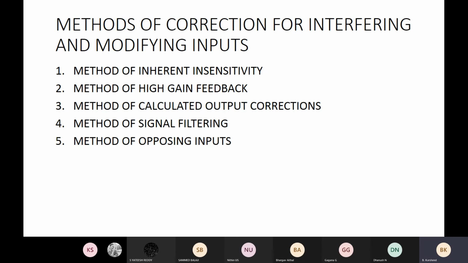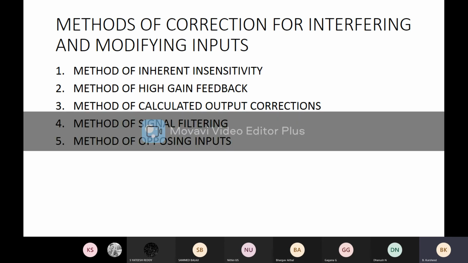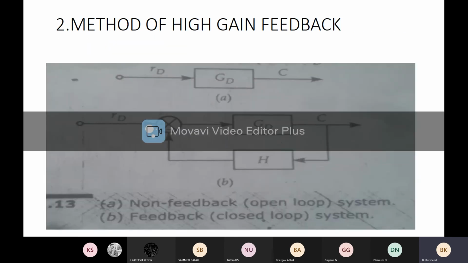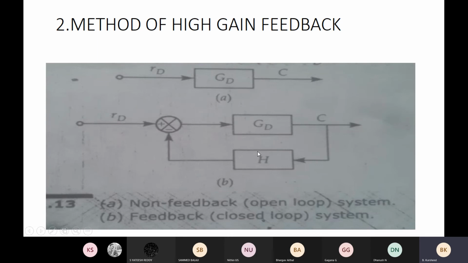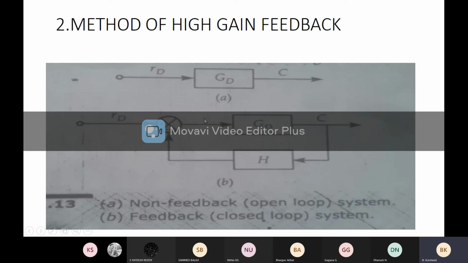Come to the method of high gain feedback. Here, regarding the feedback concept we are using, the upper diagram is called an open loop configuration, whereas if a feedback is taken from the output to the input, it is called a closed loop configuration, or a feedback system. This is not feedback. If feedback is not there, it is an open loop configuration. If feedback is there, it is a closed loop configuration.